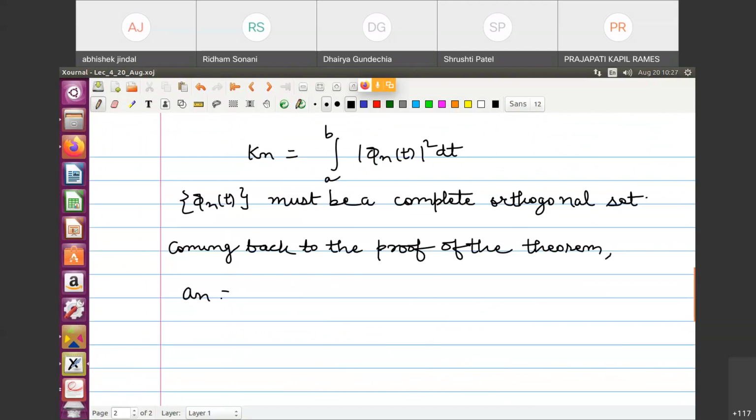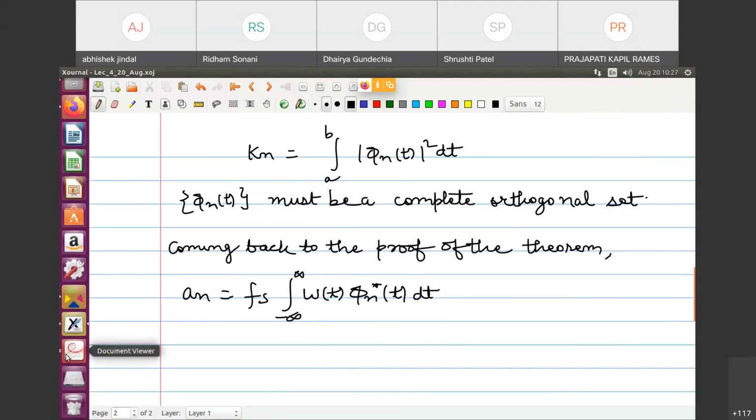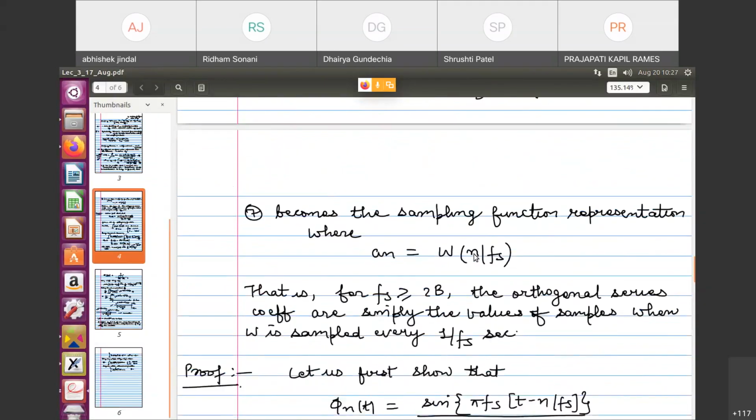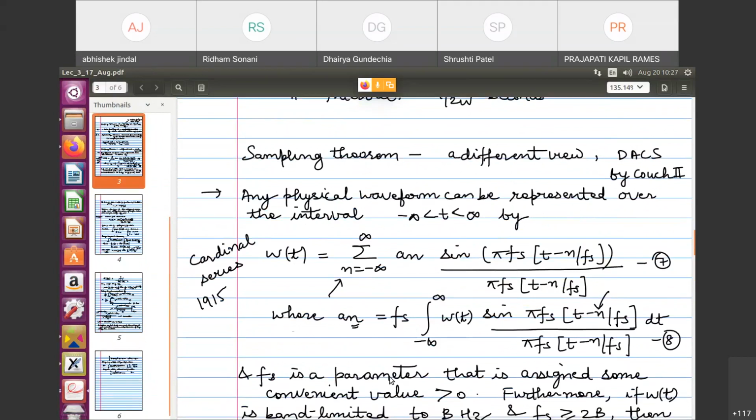So a of n can be written as fs integration from minus infinity to infinity W(t) phi n star (t) dt. Now, from where does this come? Let me just take you to the theorem. So this was the theorem. We said that W(t) can be written as a linear combination of the shifted sinc functions, where sinc is sine of argument upon the argument. So it can be written as the sum of shifted sinc functions.